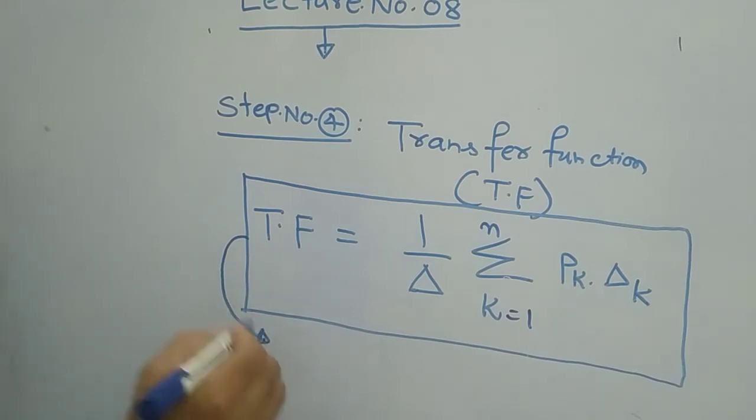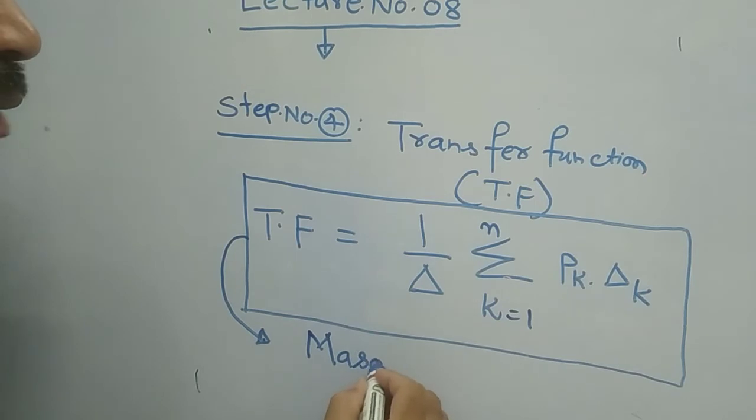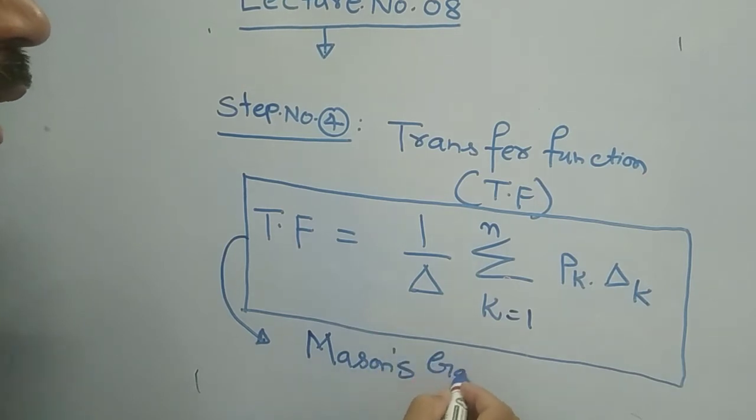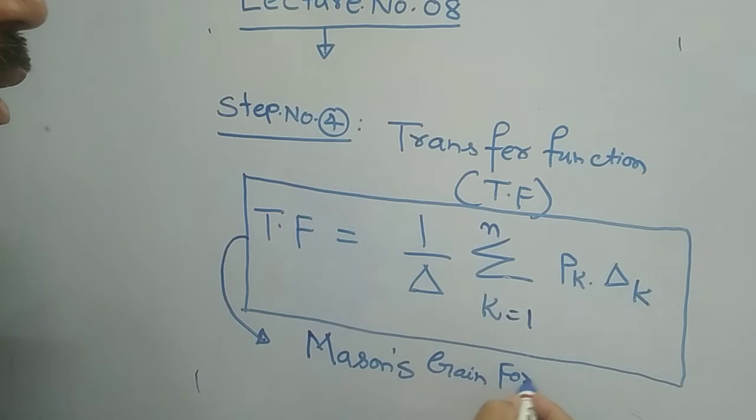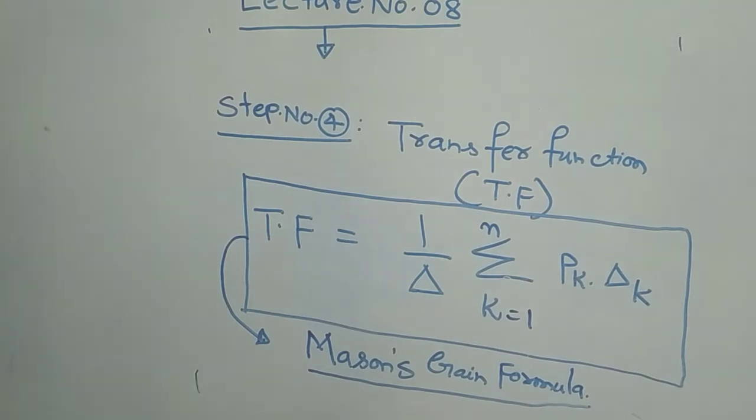This transfer function can also be called Mason's gain formula, because the scientist Mason, his name is Mason, developed and invented the signal flow graph method of finding the transfer function. That's why this step number 4 is named after his name. Okay, this is called Mason's gain formula.